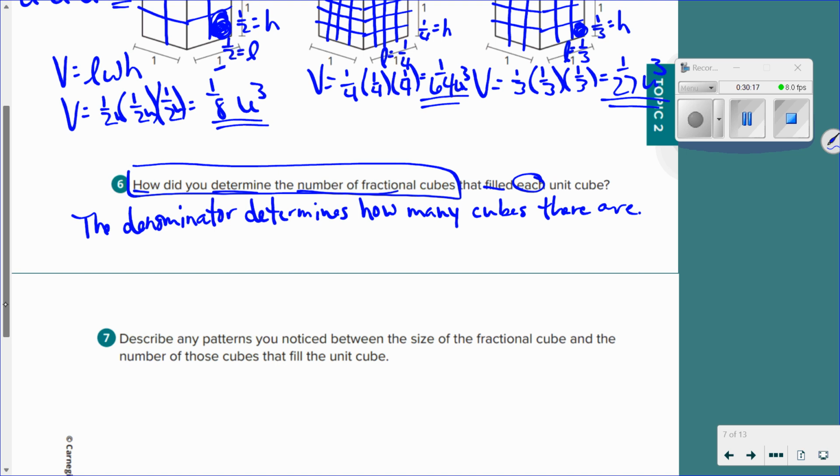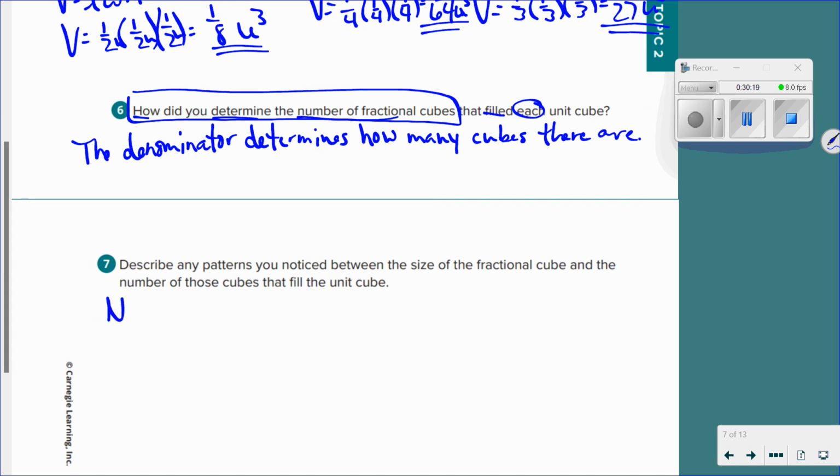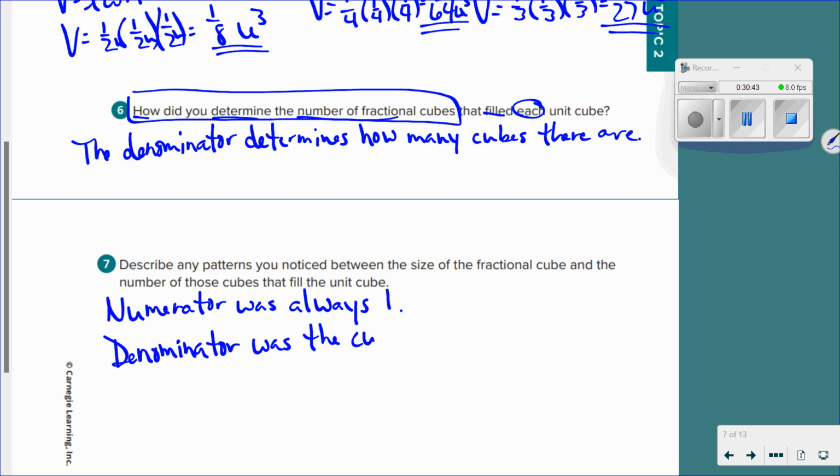Good. I like that. Numerator was always 1. What about the denominator? The denominator always numbered the amount of unit cubes in each figure. Okay. Denominator. And I'm going to add a part to that. Was the cube of the fraction and gave how many cubes there were.